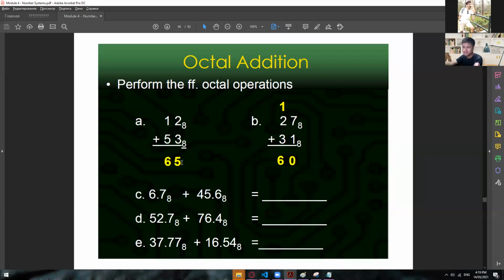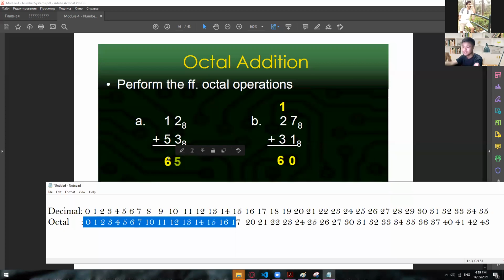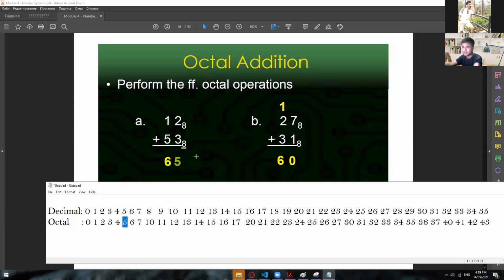So 2 plus 3 is 5. So in here, the one that we have is decimal. So 5 is the same with octal, it's still 5. That's why we still have 5 in here. 1 plus 5 is 6. So in decimal, it's 6. And in octal, it's still 6.